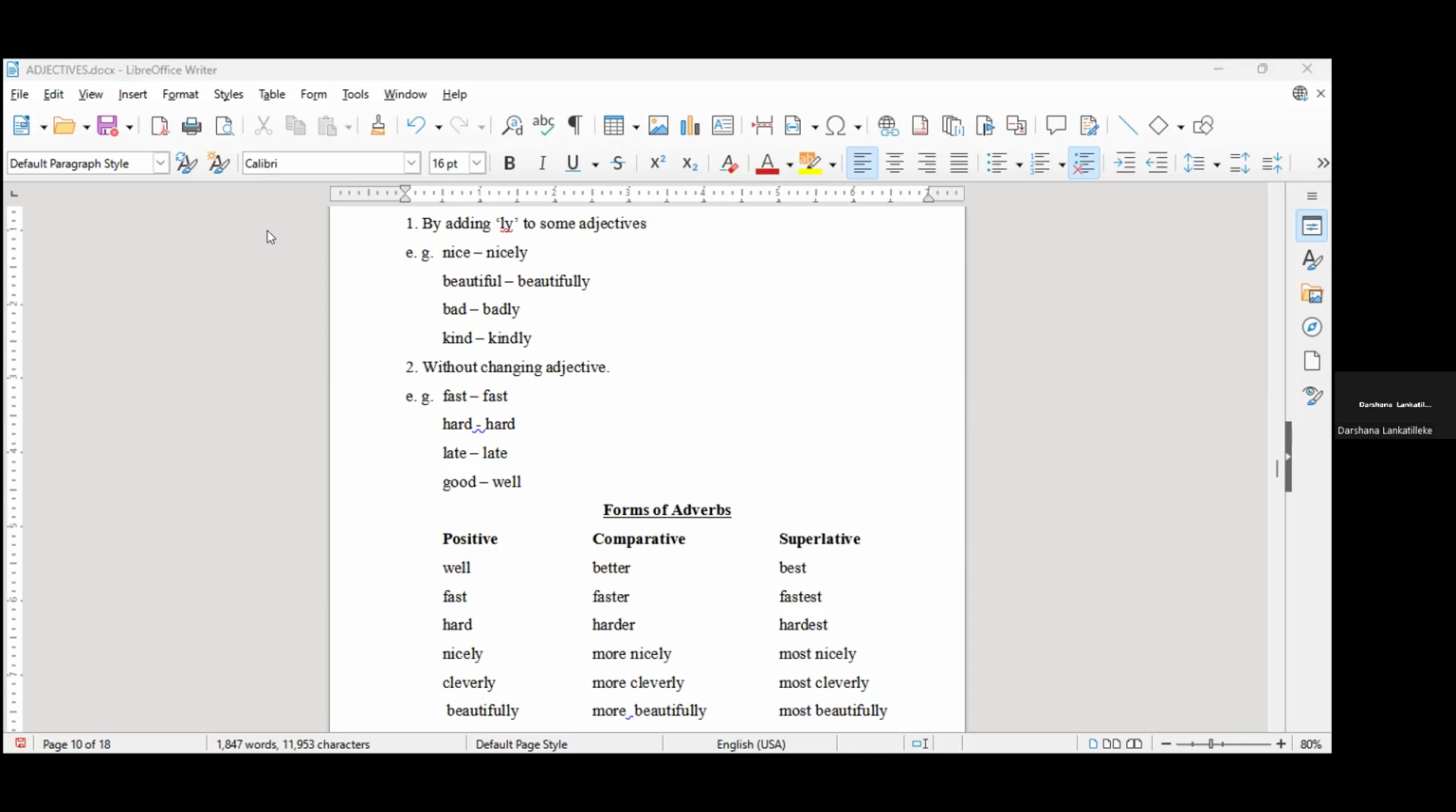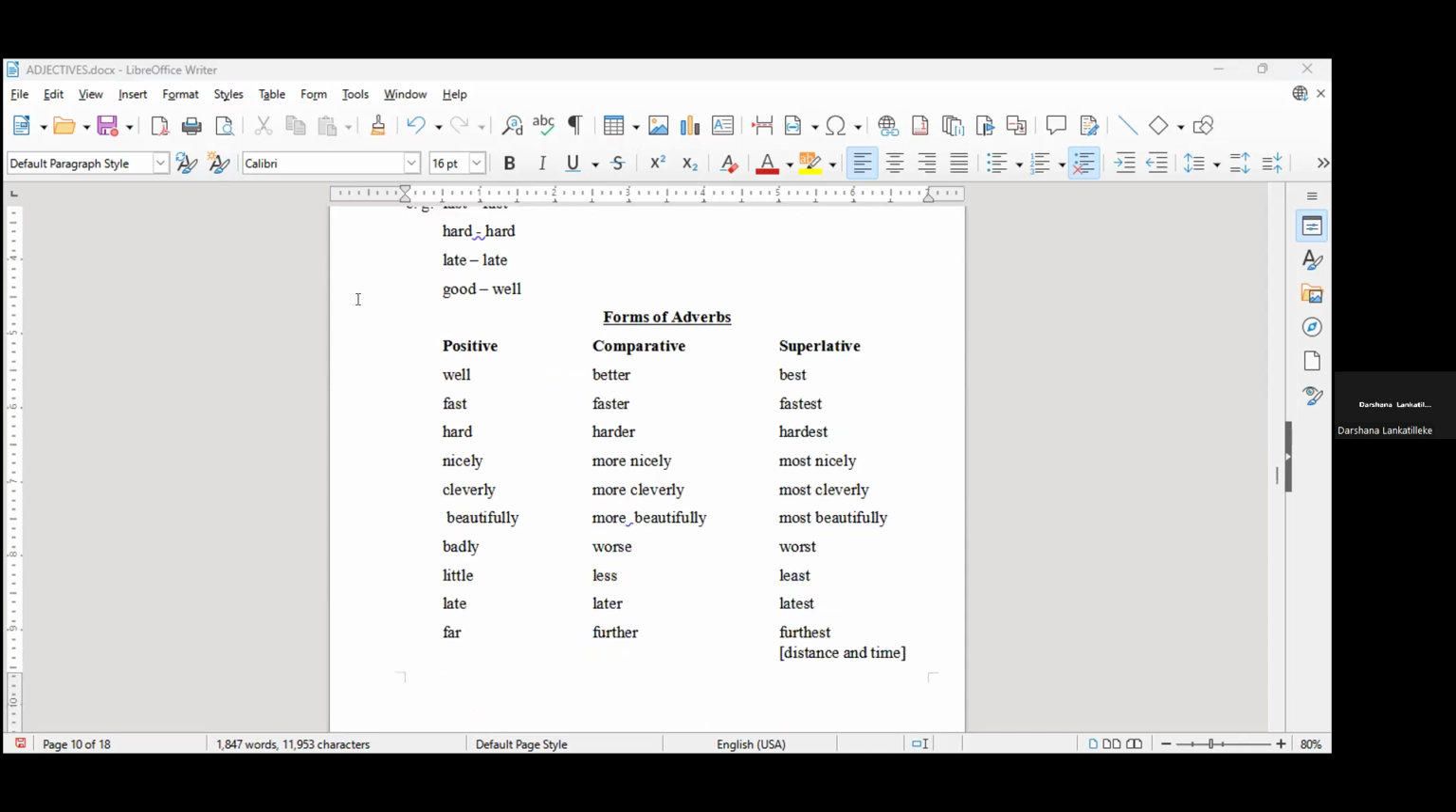Okay. Let's look at forms of adverbs. That means just like we did in adjectives, where we also learned positive, comparative and superlative forms, here in adverbs we also have the positive form, the comparative form and the superlative form, right? We learn how to use them just like the adjectives.